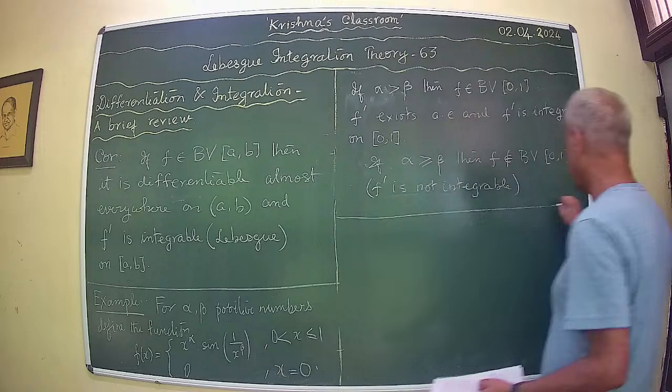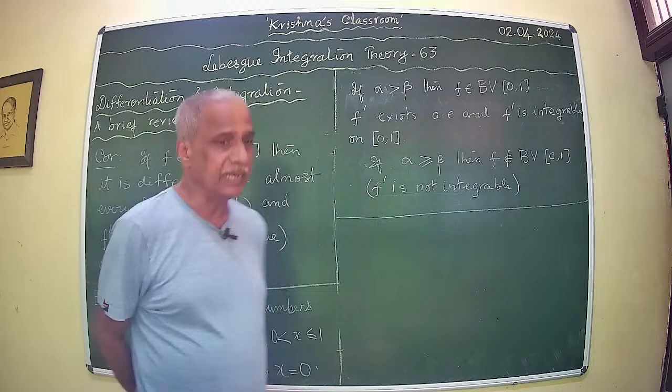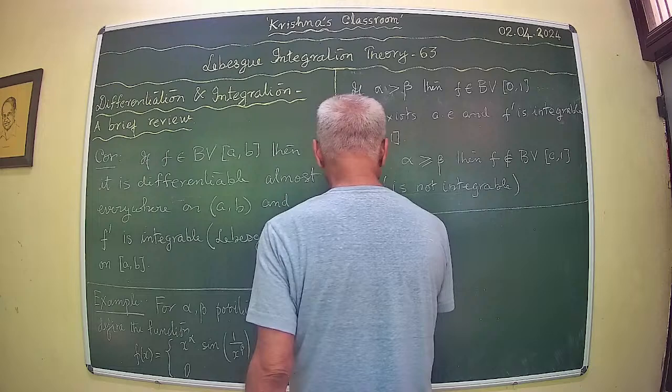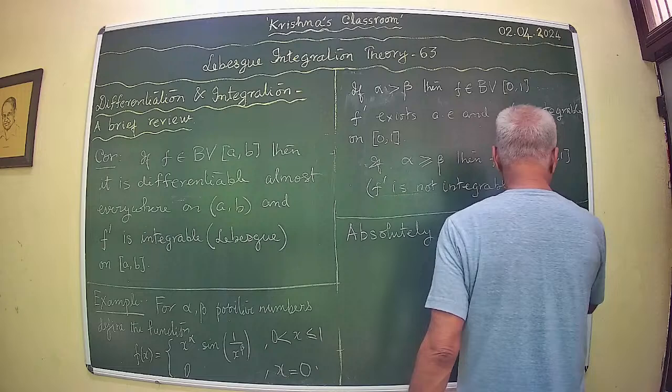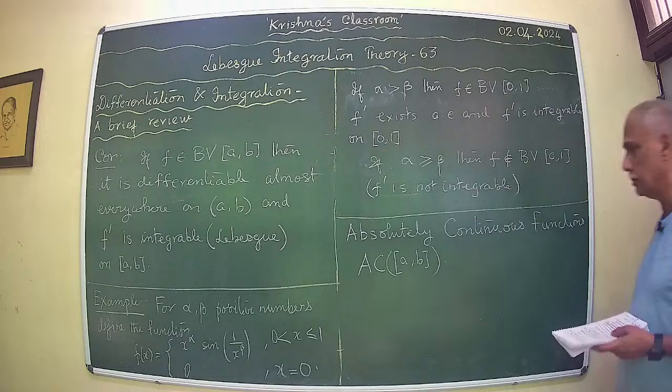Now we go further and try to introduce a new class, namely absolutely continuous functions. Now we shall designate it by AC on the interval [a, b]. So this will be the designation that we use. So let us define this.